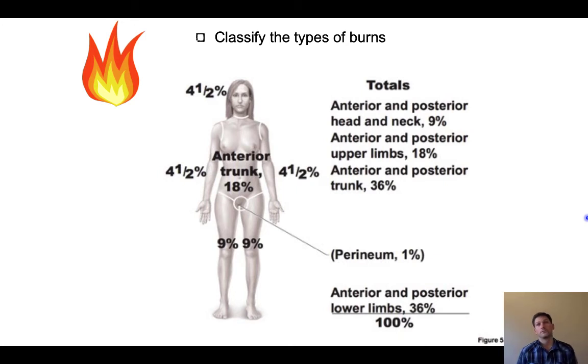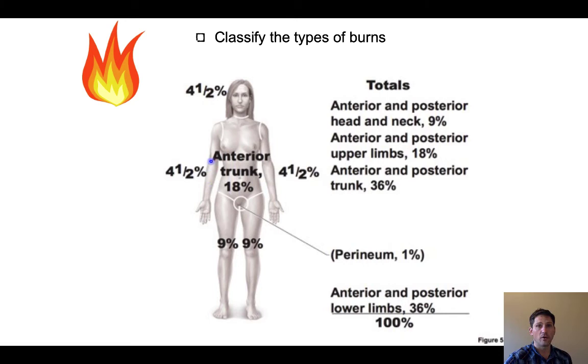So the next thing we're going to go over is burns. And so we are going to classify different types of burns. Now, we use something called the rule of nines. And basically, we can divide our entire body up and assign percentages to this. Now, if we look at this diagram here, the anterior and posterior head and neck is equal to about 9% of our body. So the front half of your head and neck would be 4.5%, the posterior 4.5%, hence 9.